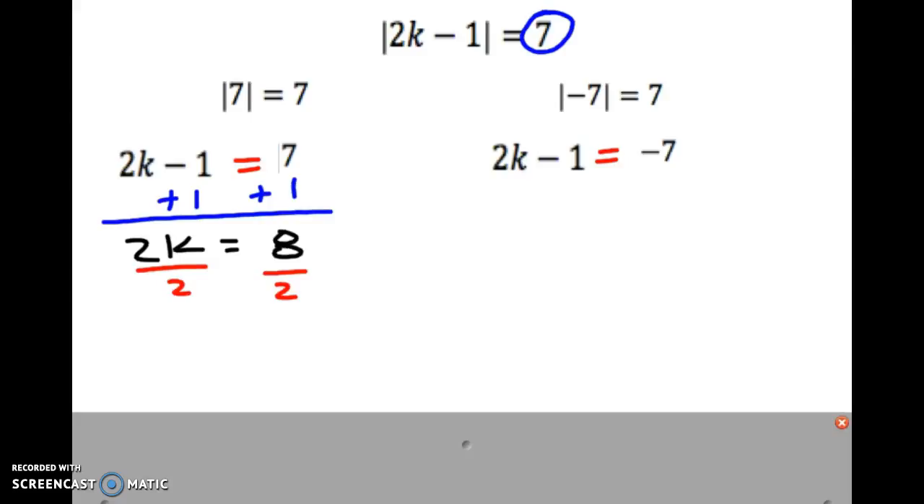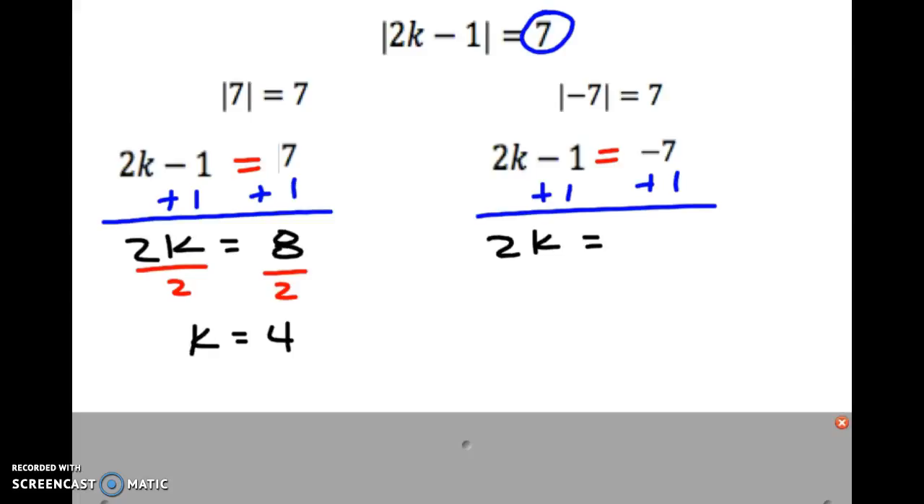We would divide by the 2. And we would get k equals 4 for the 1 case. Doing similar steps, we'd add the 1 first. The difference now being that the 2k is going to equal a negative 6. Dividing by 2 again. And we should see that the k equals negative 3. So either the k equals 4 or the k equals negative 3, both of them work.